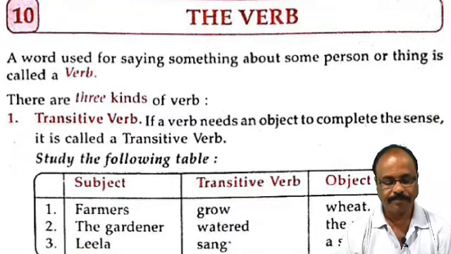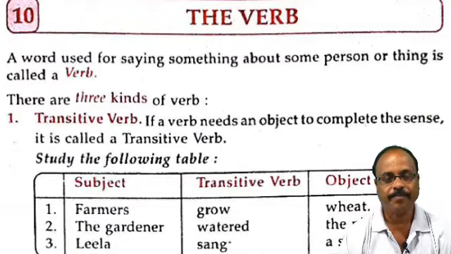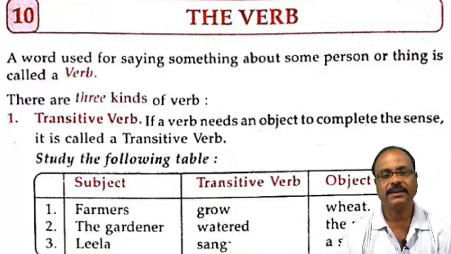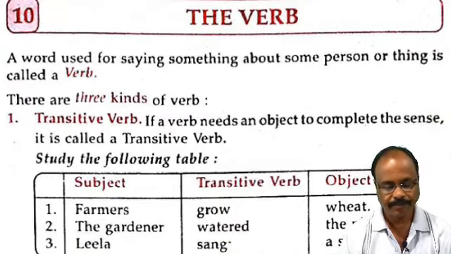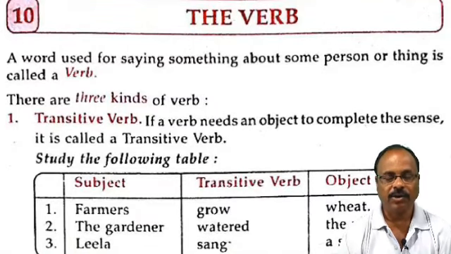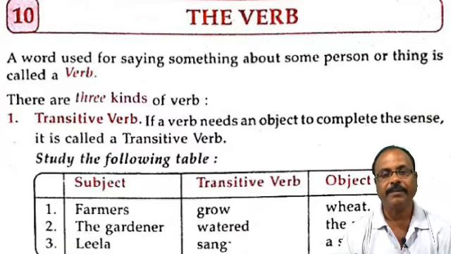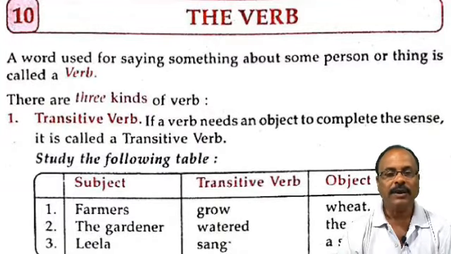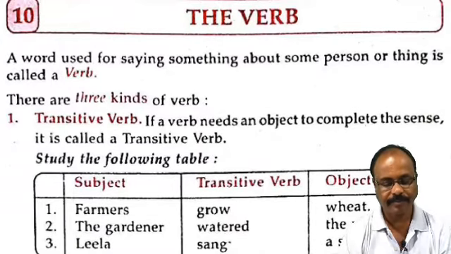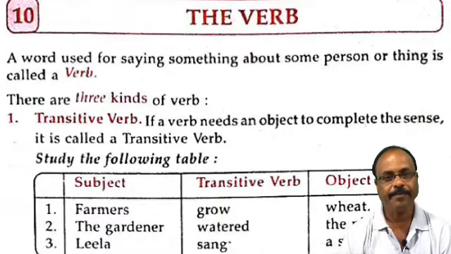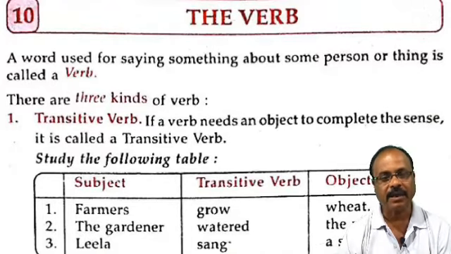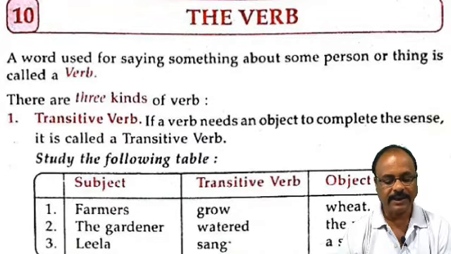There are three kinds of verb. One is transitive verb. Another one is intransitive verb, and third one is helping verb. So let us discuss bit by bit. What is a transitive verb? If a verb needs an object to complete the sense, it is called a transitive verb.